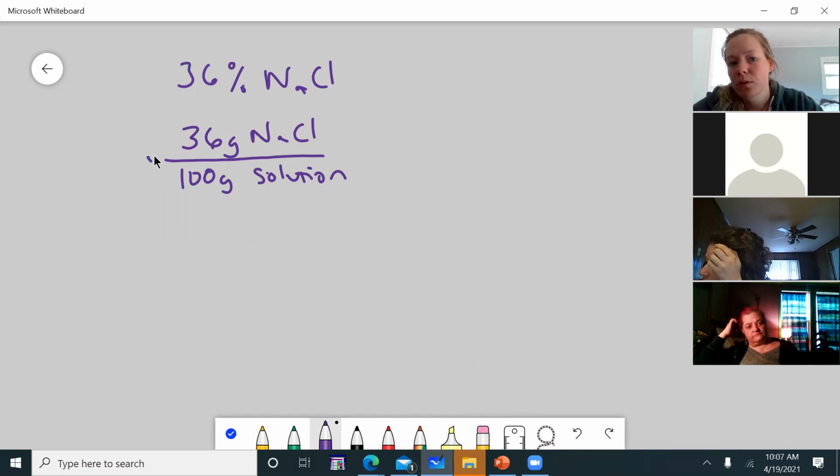This one is a little bit more useful if you want to plug it into dimensional analysis, because you can either use it this way or you can flip it and use it the other way. But there's grams of solution and there's grams of the solute. So you can jump back and forth between solution and solute pretty quickly.